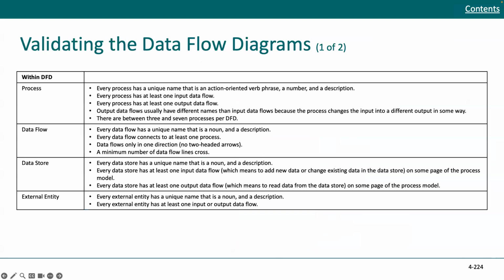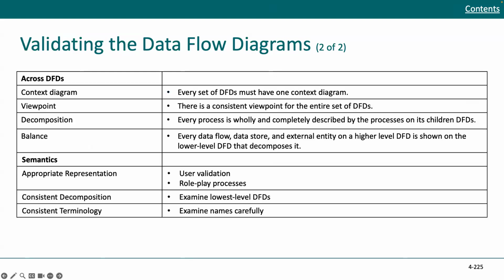So then we want to be working on the validation of the data flow diagrams. And so here is some information. I won't read all of this. Within the data flow diagrams, we want to be looking at the process, the data flow, the data store, and the external entity that may be there. And you can read through the rest of that to get some perspective on that. And then across the data flow diagrams, we want to be thinking about the context diagram, the viewpoint, the decomposition, and the balance. And we've talked about those things up to this point in this chapter.